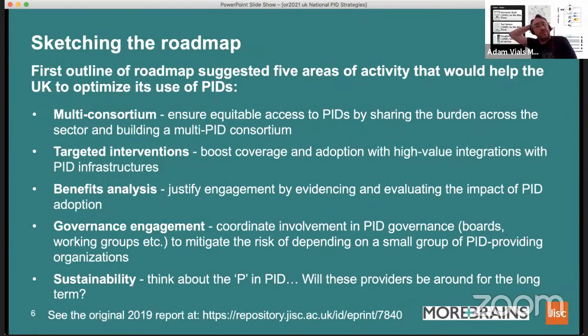So we looked at five areas of activity. So ensure that we had equitable access to PIDs, targeted interventions, benefits analysis, engagement across governance, and sustainability. Again, that point, it's really important that these things are not just about quick and easy wins in themselves, but about improving the sustainability of the infrastructure and the fabric itself.